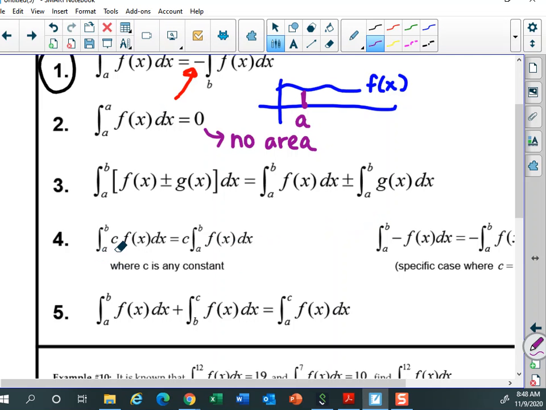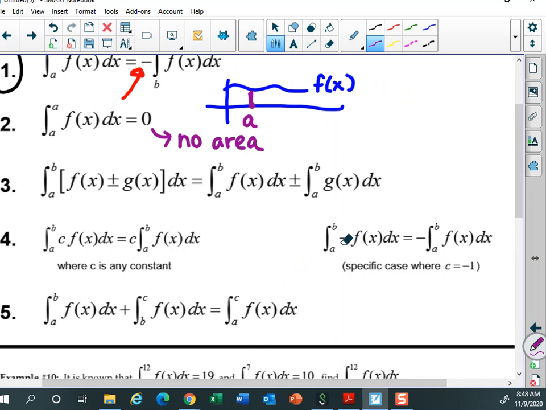If you have an additional constant times the function, you can pull the constant out in the front, and you don't have to graph the transformation of f of x. You can just think about f of x and then multiply by c, including if you have a negative.